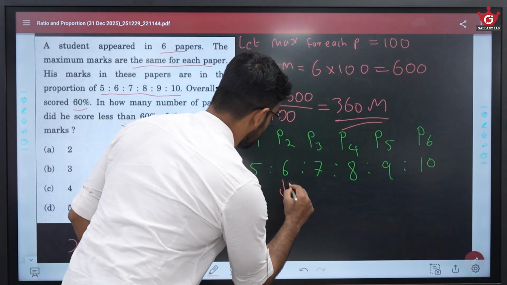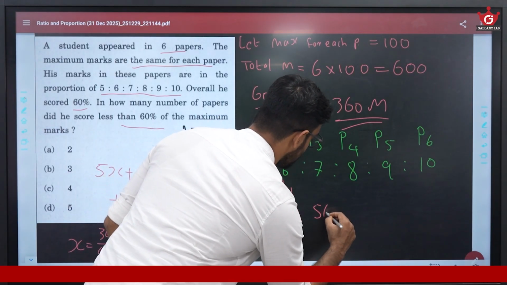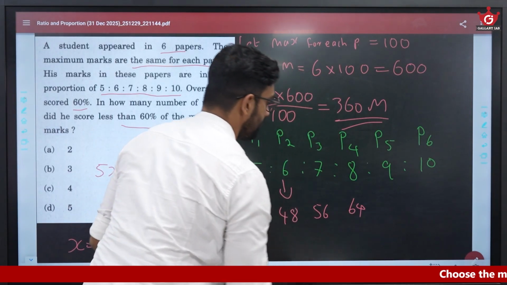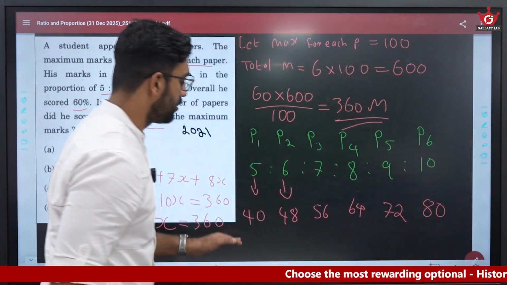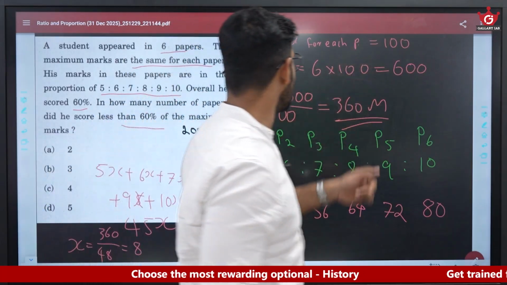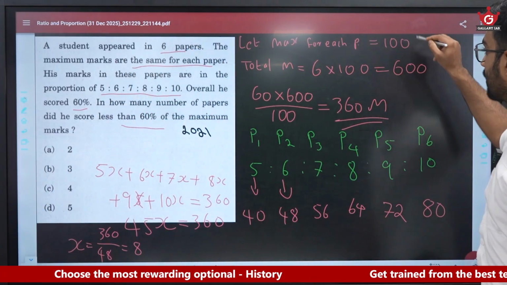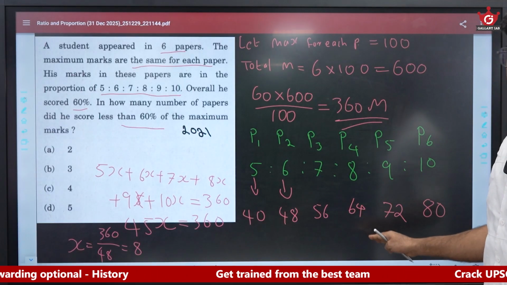P2, which is 6x, is 48. Then it is 56, 64, 72 and 80. So these are the marks he scored. Out of 100, from each paper the maximum mark is 100. So out of 100, these are the marks he scored in each paper.